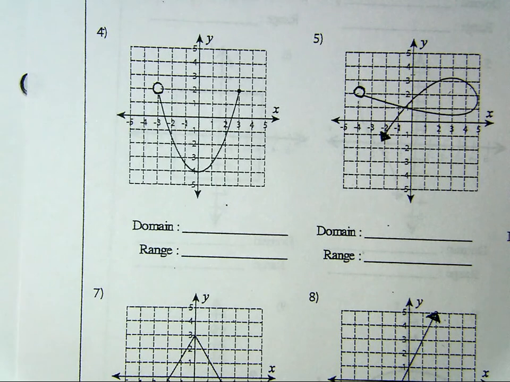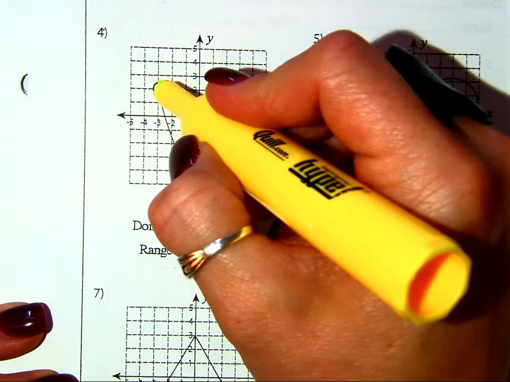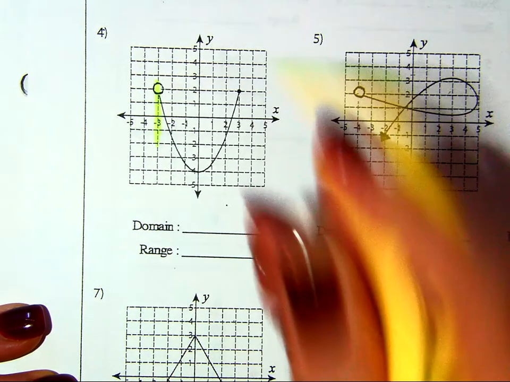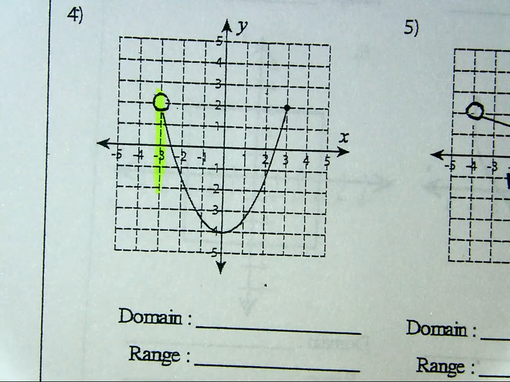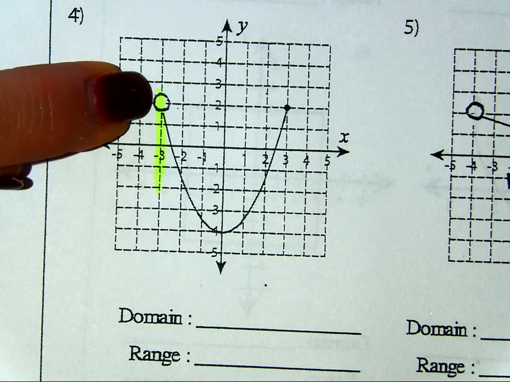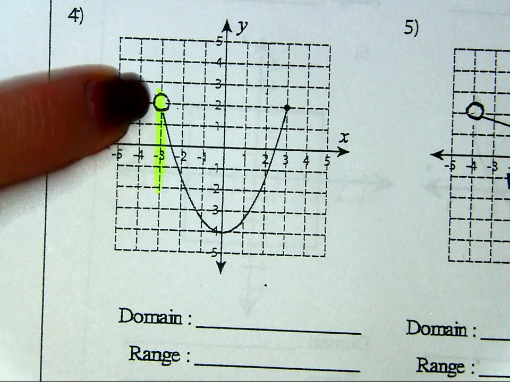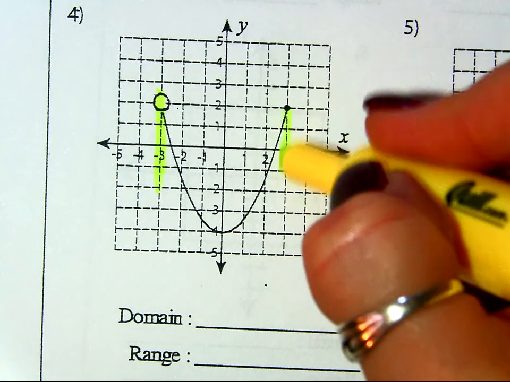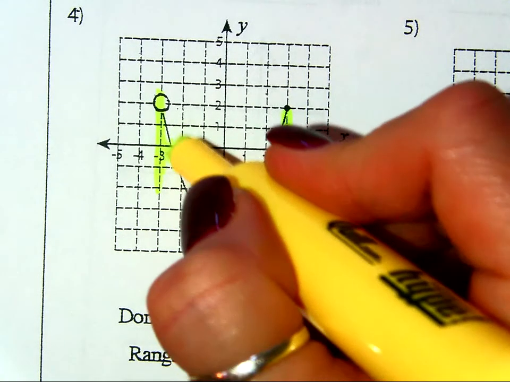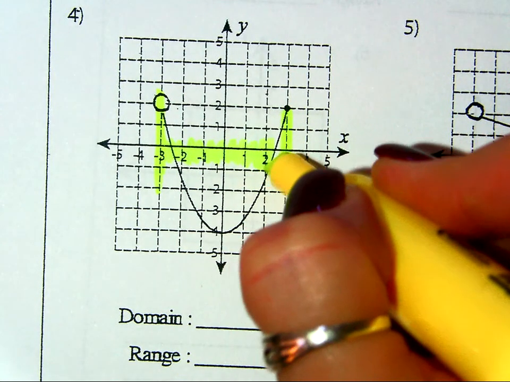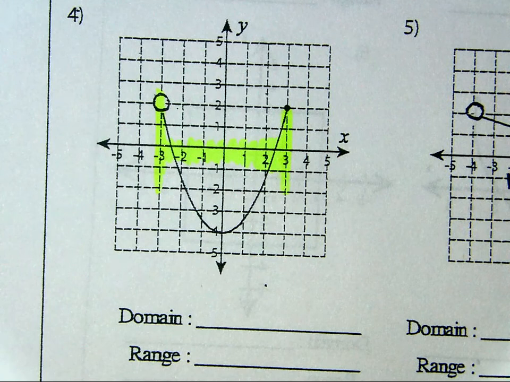Get your yellow highlighter. How far to the left can this go? And this brings up a good point. It can go as far to -3, but it can't include -3. How do we know? Because of that big old open circle. How far to the right can it go? All the way to 3, right? So, do you see what I mean when no arrows happen? It has a definite ending to the right and a definite ending to the left.